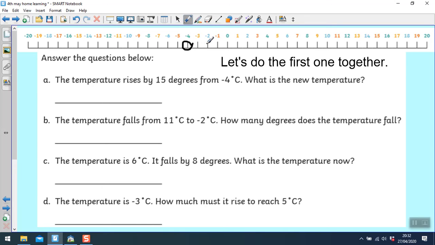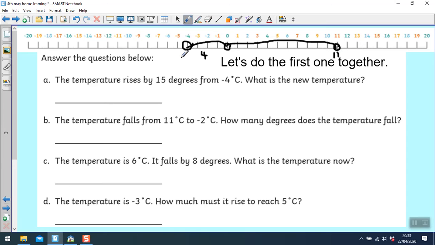So I could count in ones until I've jumped on 15 times, or I can jump up to 0 and think, what have I added on so far to get from -4 to 0? I've added on 4. What do you add to 4 to get to 15? You add on 11. You've got to add on 11 more. So 0 add 11 makes 11.